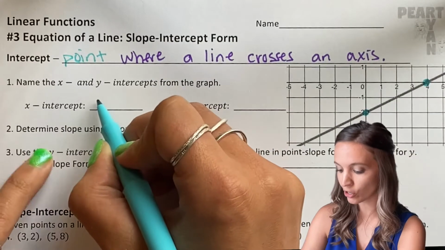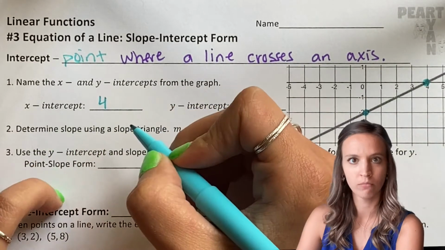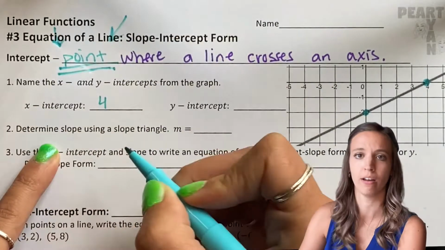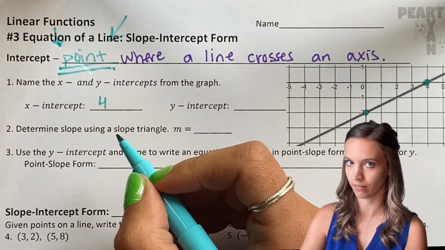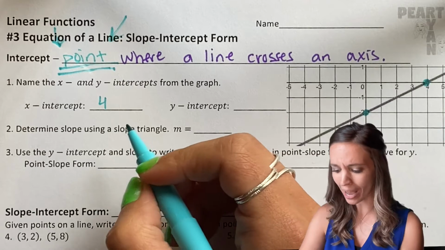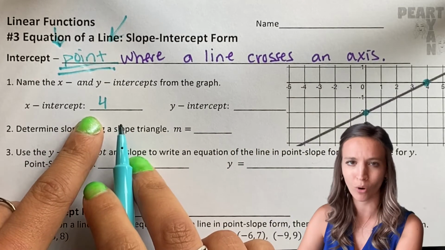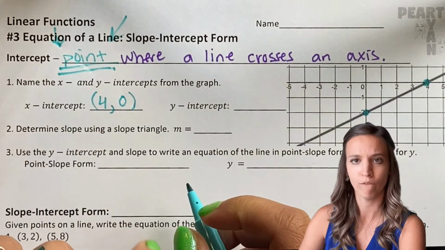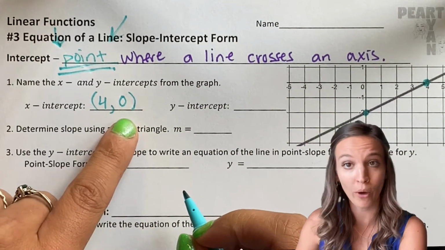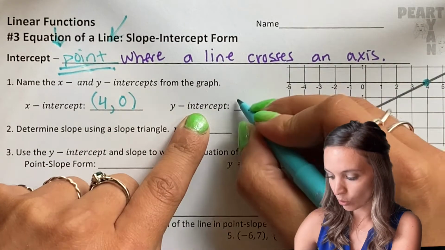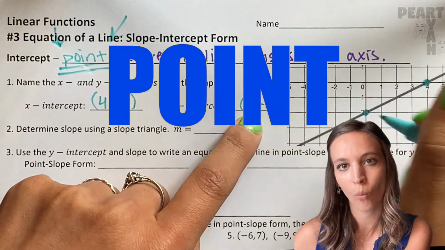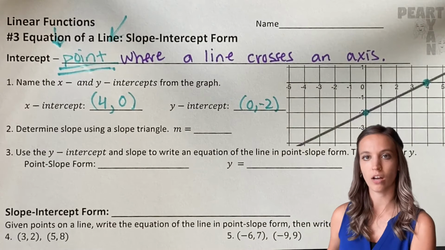Now, when I write my x-intercept, I'm like, oh, hey, look, it's at 4. Intercept is a point where the graph crosses the axis. So I can't just say 4, because 4 is not a point. So make sure you're writing that as a coordinate. 4, 0. That's a point. So my y-intercept, -2. 0, -2, because it's a point where my graph crosses the y-axis.